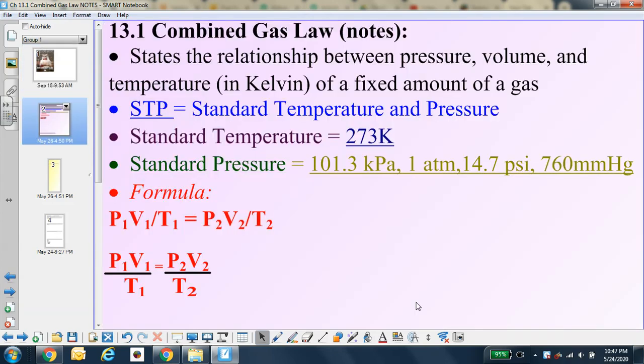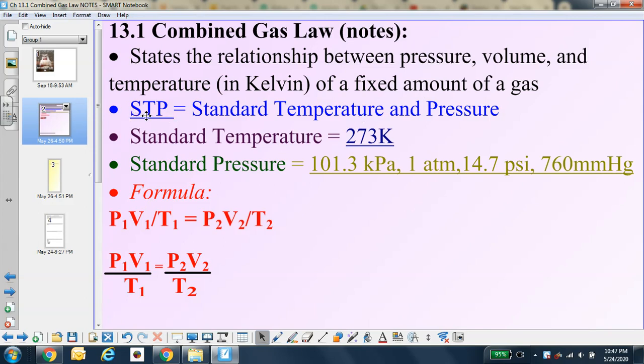Well, I hope you have accessed your notes on the combined gas law, and these are the last notes that we are covering for this school year. Hooray! The combined gas law is going to relate pressure, volume, and temperature, which is always in Kelvin, of a fixed amount of gas, a certain number of molecules of gas that doesn't change.